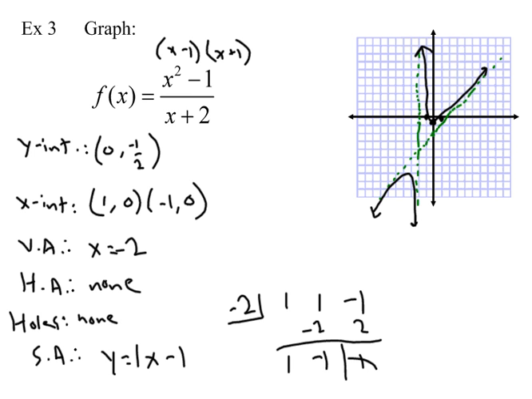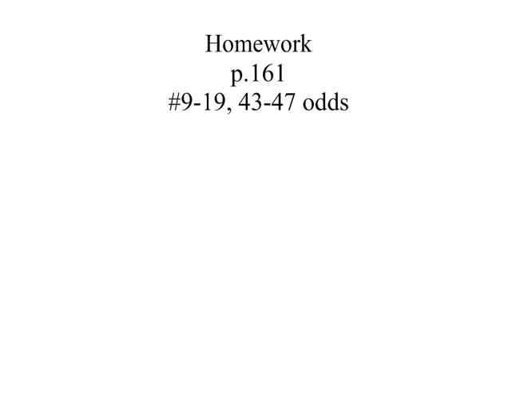Okay, so that's how to deal with slant asymptotes. We've got some homework we should be practicing on page 161. Give this a shot. This will wrap up this unit.